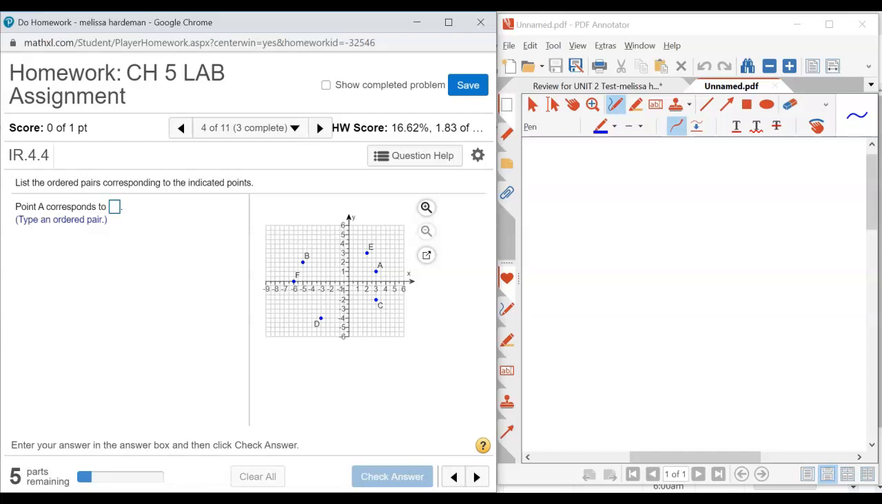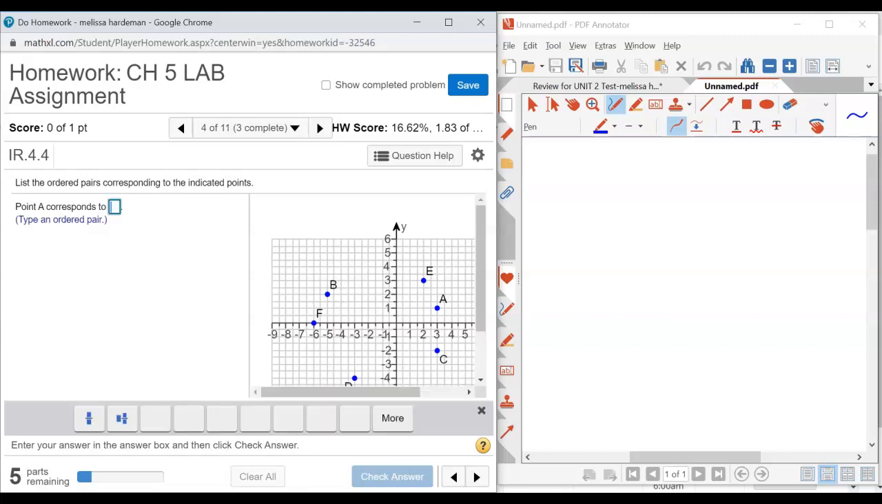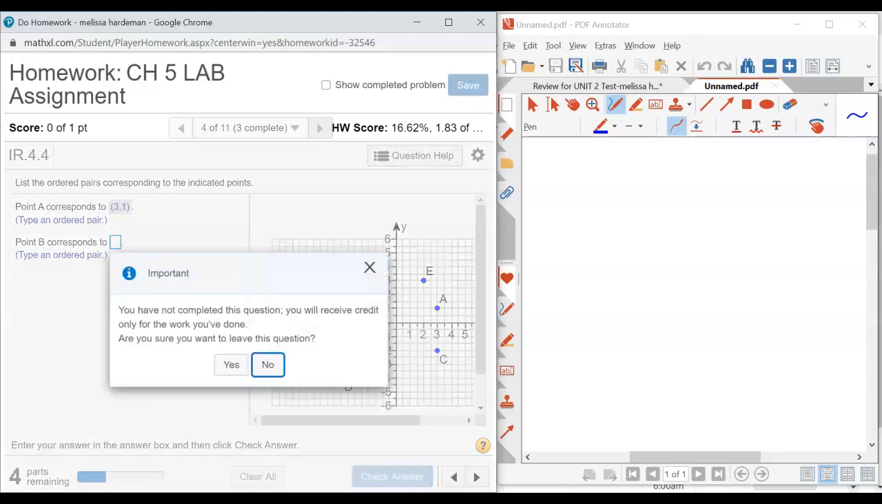Okay, let's list some ordered pairs now. We're going to go on this graph and find A. And actually, if you want to, you can always magnify it. Here is A, and we want to give the ordered pair for A. So it looks like I went over 3 and up 1, so the ordered pair would be 3, 1. 3 is on the x, 1 is on the y. So I would type in, as an ordered pair, I'm assuming we want parentheses, 3, 1. And let's check that out, and we're good to go. Okay, so let's see what else is going on.